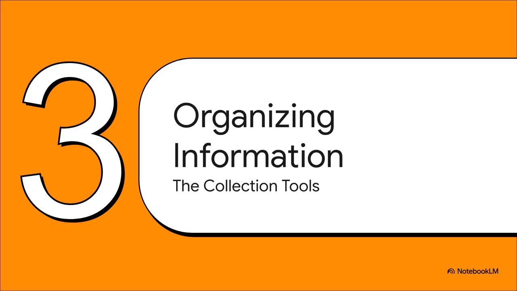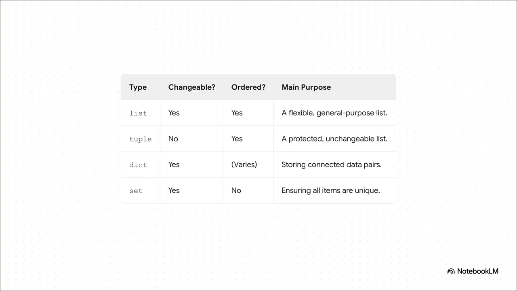Okay, so we've got tools for handling one piece of data at a time. But what happens when you've got a whole bunch of stuff you need to deal with at once? Well, for that, we need our collection tools, containers that help us organize all that information. And check this out. This is basically your cheat sheet for collections. Seriously, this table is your new best friend. It breaks down the 4 main types based on 2 really important questions. Can you change what's inside it? And does the order of the items matter? Let's use this as our guide as we look at each one.